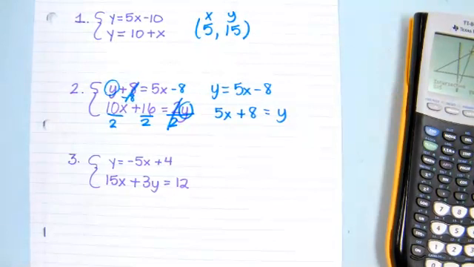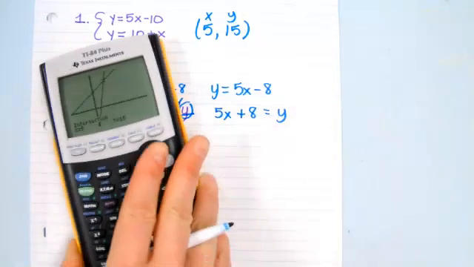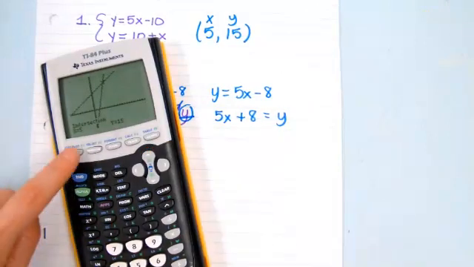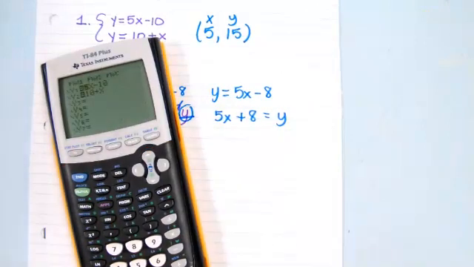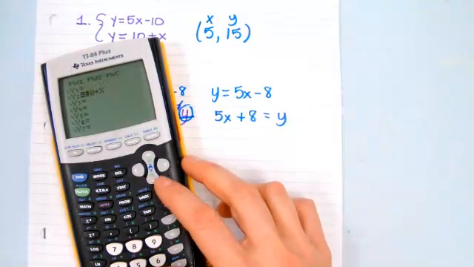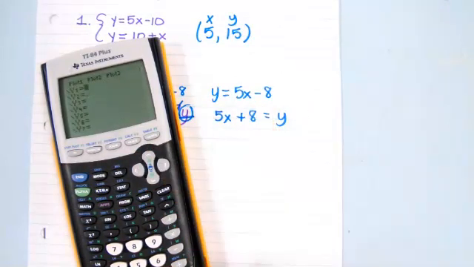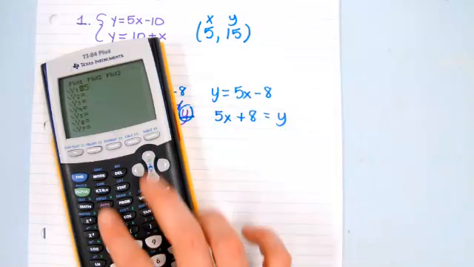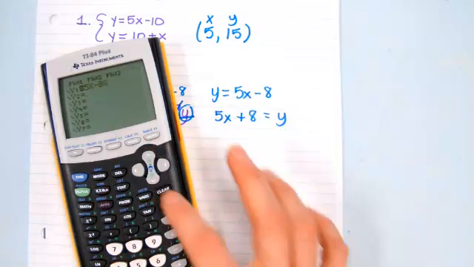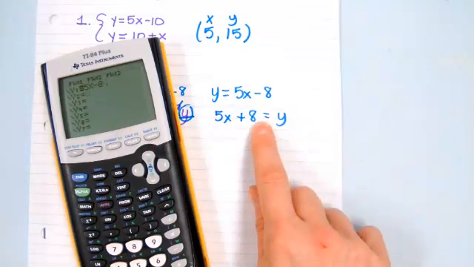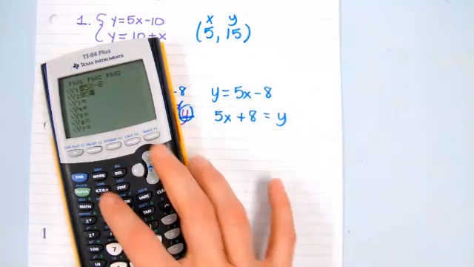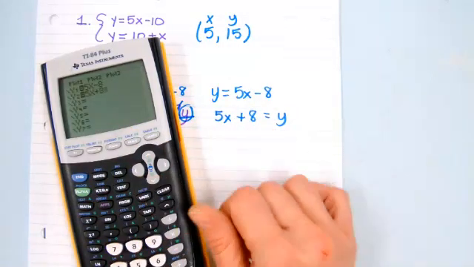And so technically, even though that's backwards, it's in y equals. And so we are so excited. All right, go back to your y equals on your graphing calculator, clear out the last system, and let's put in this one. So we want y equal 5x minus 8. And then we want y equal 5x plus 8. And then we're going to press graph.